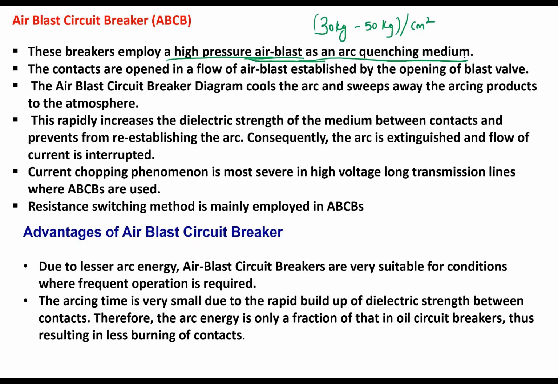So when the high pressure air blast hits the arc, what happens? The air blast circuit breaker cools the arc and sweeps away the arcing products to the atmosphere. So the portion where the dielectric strength of the medium is broken, all the electrons and ions that are conducting this arc are very fastly swept away by this blast of air. That is the philosophy here.